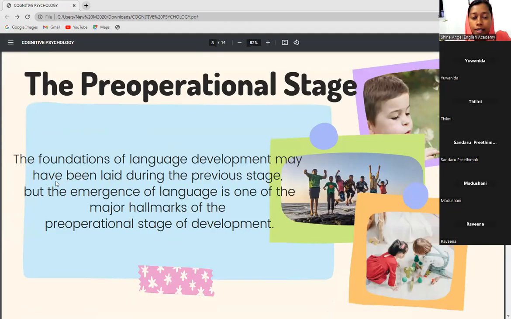Okay, next one is the pre-operational stage. This is the foundation of language development. Speaking may have been laid during the previous stage, but the emergence of language is one of the major hallmarks of the pre-operational stage of development. So this is the part where they develop to speak. Meanwhile, you have to be very much aware of how they pronounce. At this stage, you talk to them, and they capture the words and understand them. Language is the main hallmark of development.